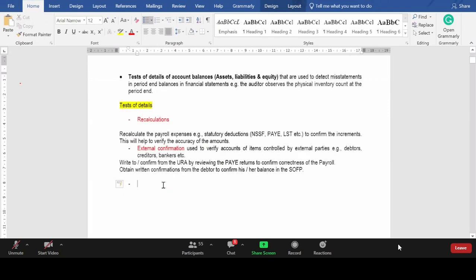Then there are inquiries. You can also inquire. Now, inquiries, the difference between external confirmation and inquiries is that this one is internal. You inquire from somebody who is within the organization. So we can inquire from the entity management. You can inquire from employees. You can inquire from the board. You can inquire from the entity lawyers.